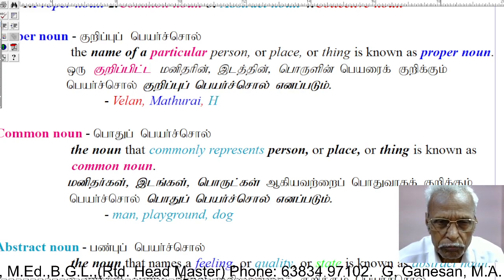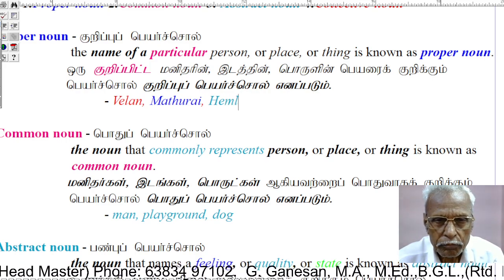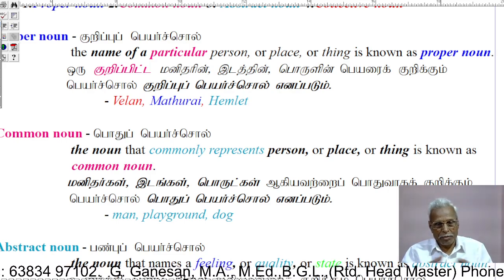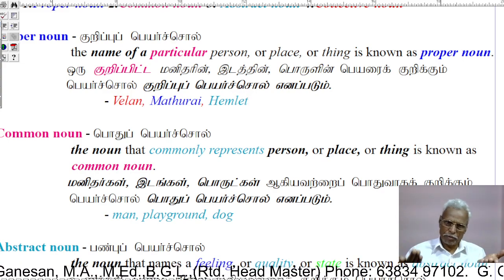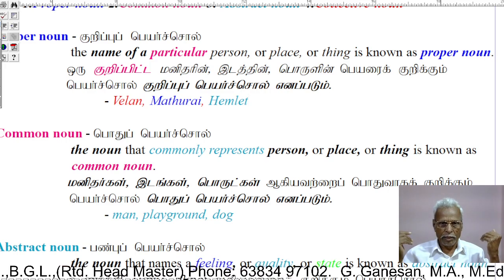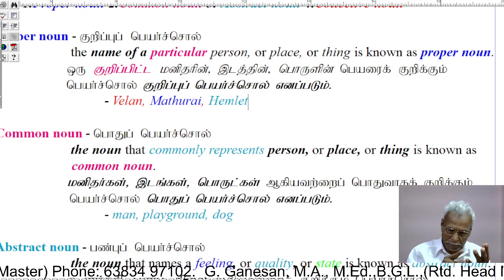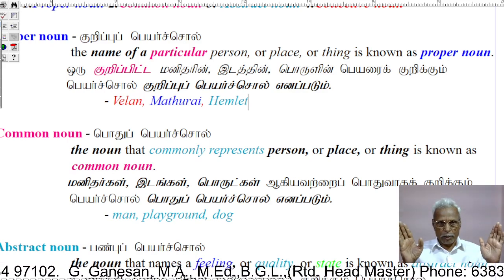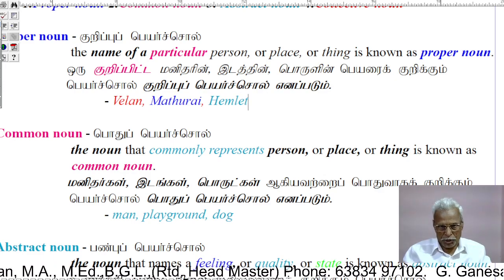Hamlet. That is a drama, a play of Shakespeare. Hamlet, Othello, etc. If it is the name of a particular thing, you can say this. Here I have given the play Hamlet. So the noun that represents the name of a particular person, place, or thing is called a proper noun. Person: Valan. Place: Madurai. Thing: Hamlet.